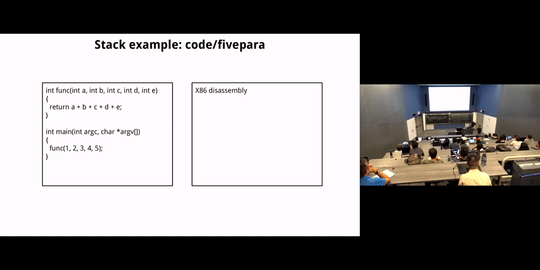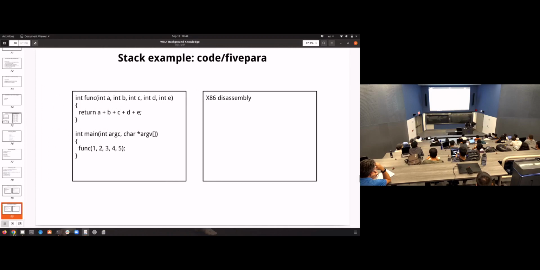Like the calling convention I told you, this is a 32-bit machine. What happens is the caller is supposed to push those values onto the stack. So which is the caller? The main function is the caller. The main function is going to push 5, 4, 3, 2, 1 to the stack, and that is the order from the rightmost to the leftmost. So we can see the disassembly of this.